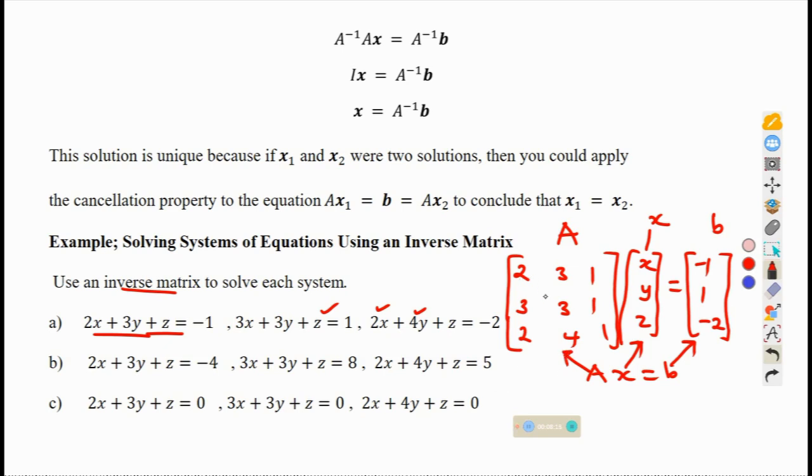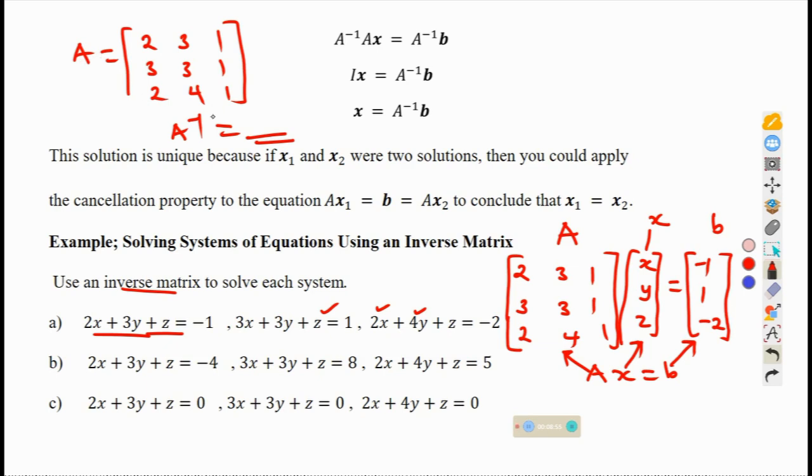So what will be the next step? After doing this, simply get A. Your A is 2, 3, 1; 3, 3, 1; 2, 4, 1. Get the inverse of A by using any of the procedures that we looked at in the last lectures. After getting the inverse of A, we can now solve to get the values of x, which corresponds to x, y, and z. So let us look at that.